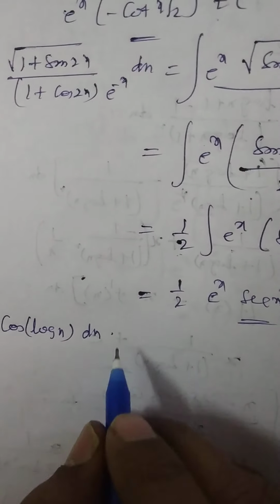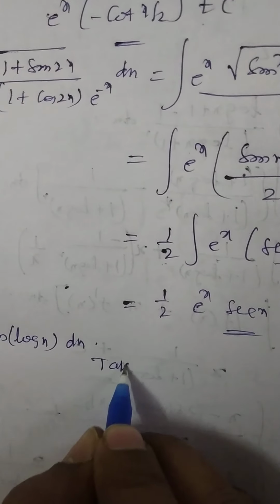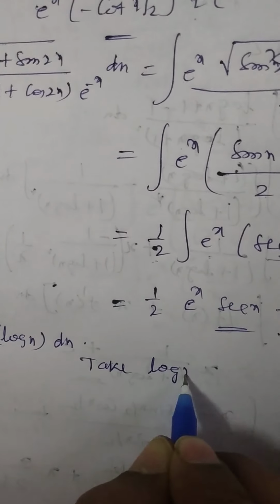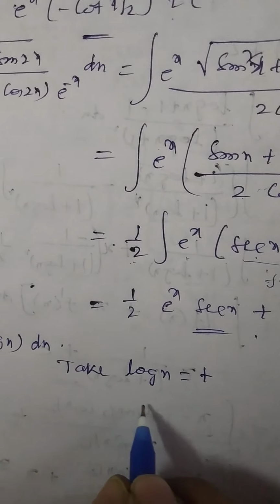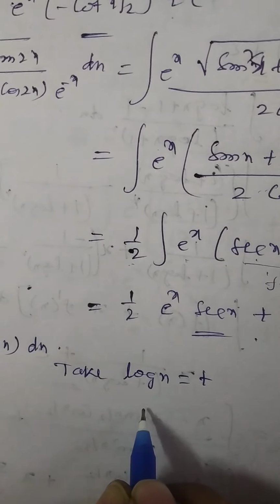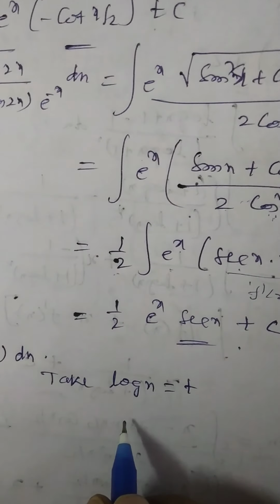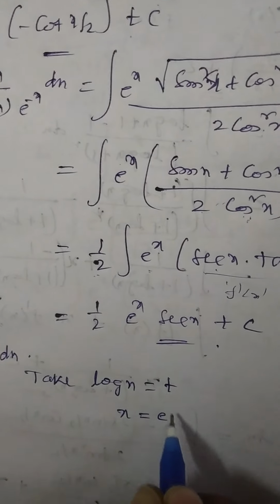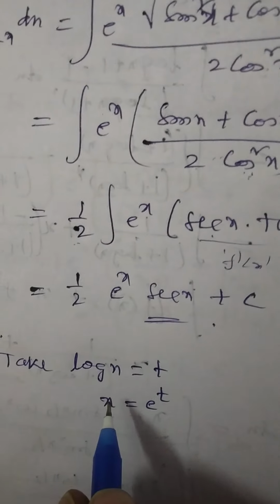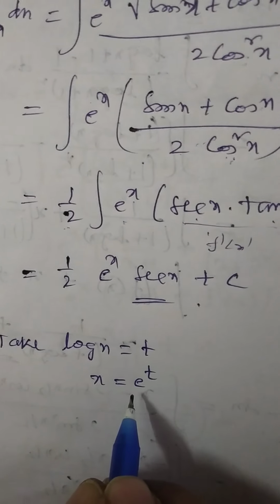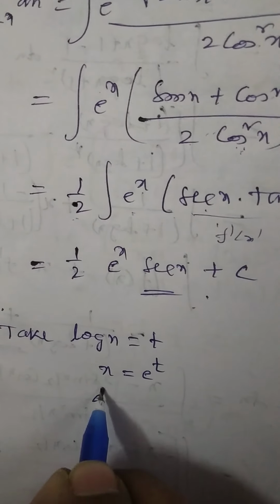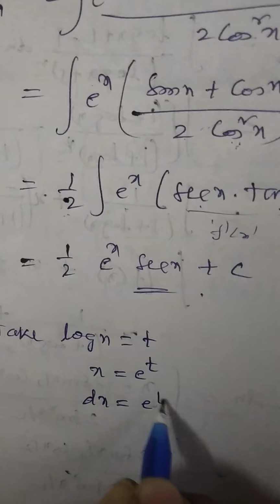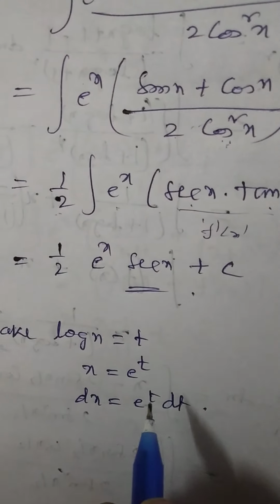Here, take or put log x equal to t. Log x is equal to t means what can we write here? Log x is equal to t means x is equal to e power t, by converting this into the exponential form. Nothing but dx is equal to what? e power t dt, you are going to get.